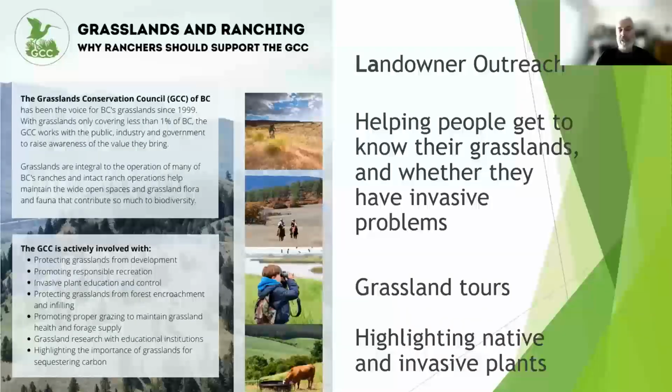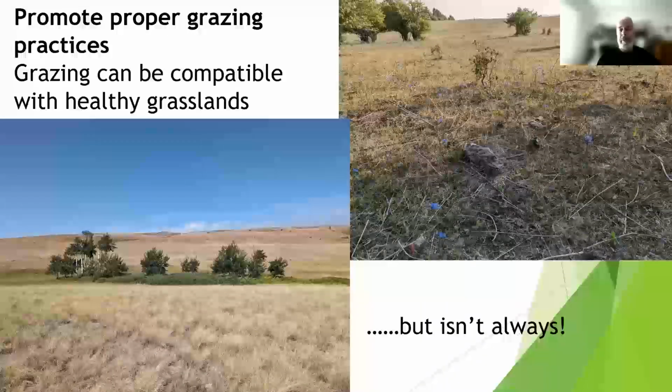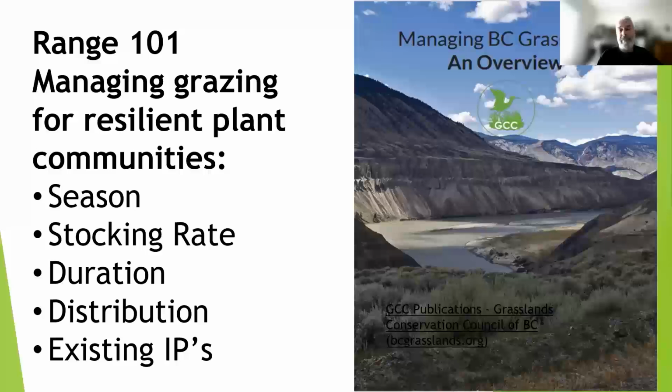Outreach programs for landowners. Promoting proper grazing. That picture on the right there is actually chicory moving into a private grassland. I've never seen chicory so short, but grazing can work, and sometimes it doesn't. And I've done a little bit of a session on Range 101, trying to manage for healthy grasslands. And I think Catherine will be talking about more of that next week.